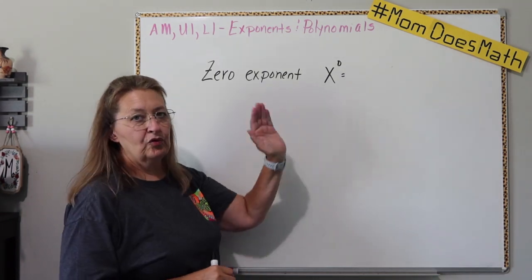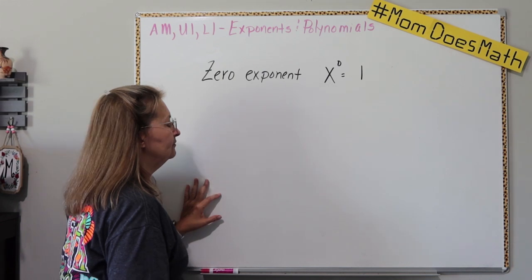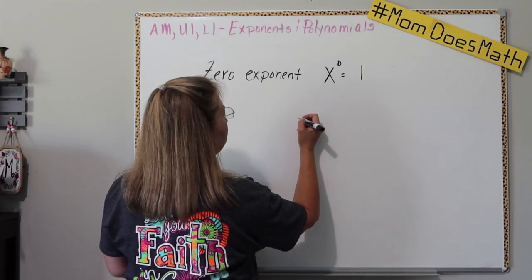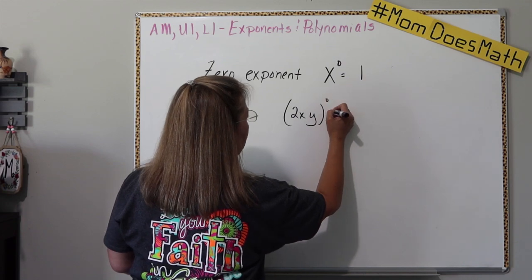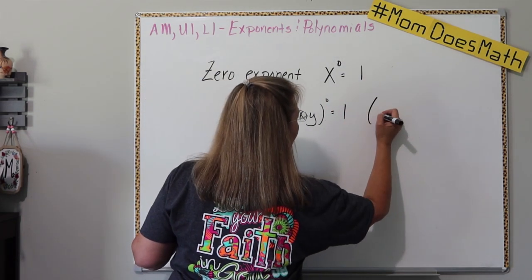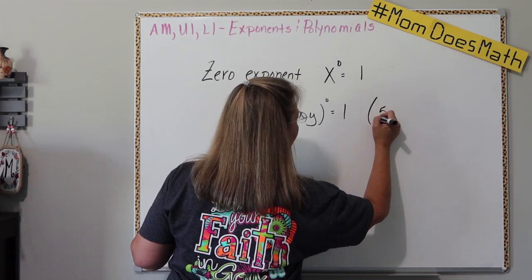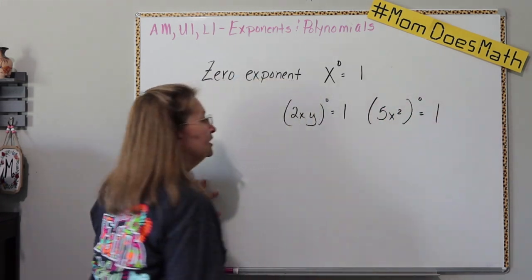Our last rule is the zero exponent rule. Anytime you have a number raised to the 0 power, that is equal to 1. An example of that would be 2xy to the 0 power. That is equal to 1. Anything raised to the 0 power, 5x squared to the 0, is 1.